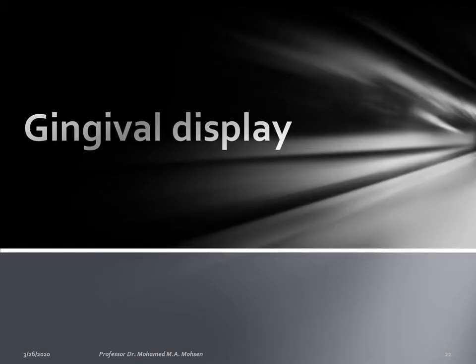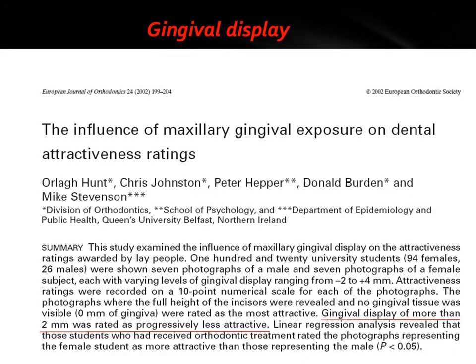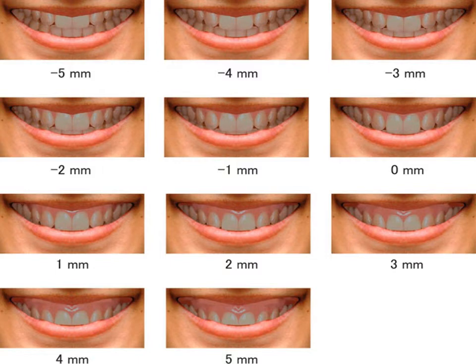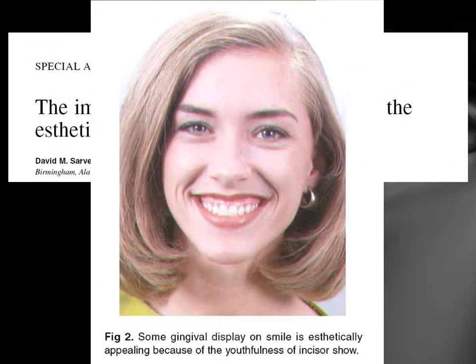The gingival display. So it was agreed that increasing of the gingival showing more than 2 millimeters will affect progressively the attractiveness of the smile. Here is the scale of the showing of the smile from -5 to +5.